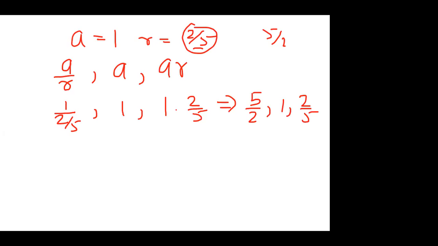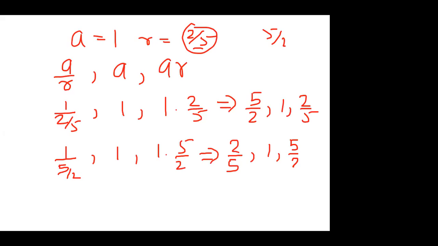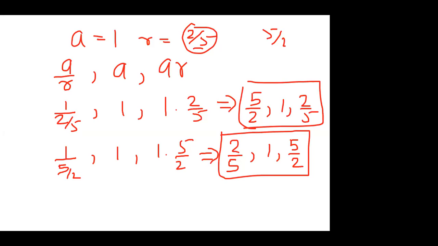Now I'm going for 5 by 2. So A upon R is 1 upon 5 by 2. Then A is 1. Then A into R is 5 by 2. So the three terms will be 2 upon 5, 1, and 5 upon 2. So the two GPs are ready. Going from left to right or right to left, it remains a GP. In AP also this was the technique. From both sides it remains an arithmetic progression, and in this case also it remains a geometric progression.